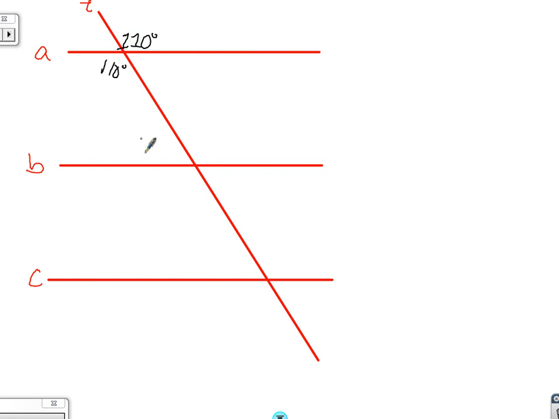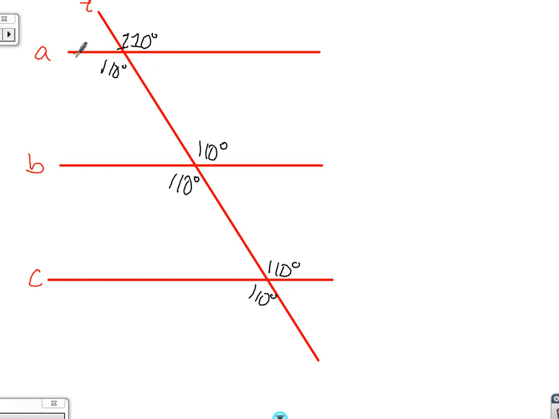If these lines A and B were to overlap, then the corresponding angles would also be congruent, which means this angle would be 110. Across from it, the vertical angle would also be 110 degrees. And we repeat the same process for line C, where this angle will be 110 and the vertical angle across from it will be 110 degrees.